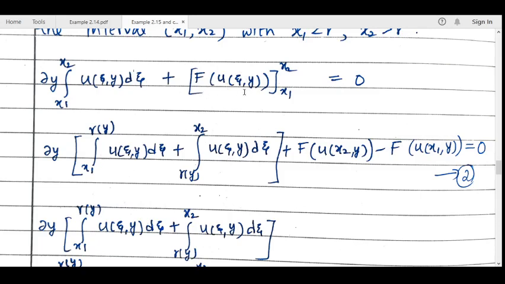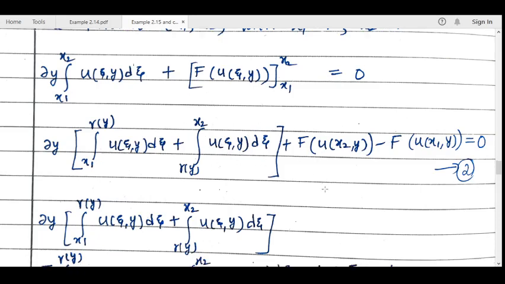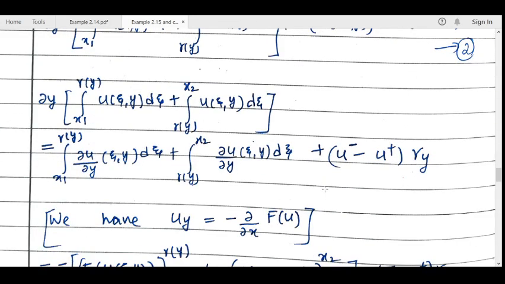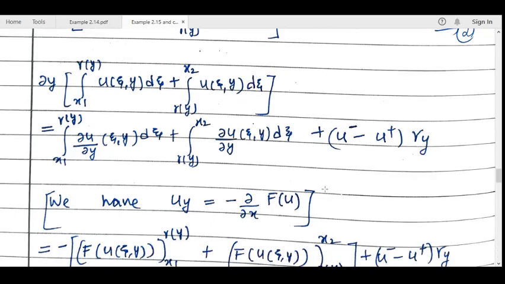There you had half u square. Instead of that, here you have f of u. So again we are integrating this from x1 to gamma of y plus gamma of y to x2, and here we have applied the upper limit minus lower limit. So we mark it as equation number 2. We will take this term, simplify it and substitute it here, as we did in the weak formulation of the Euler equation. The same steps you have to follow, so I am not writing it again.